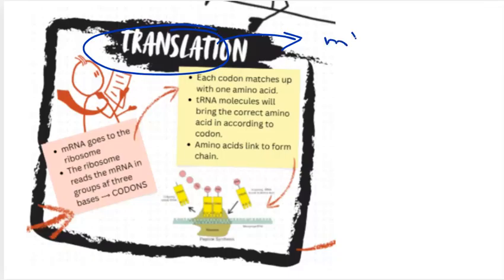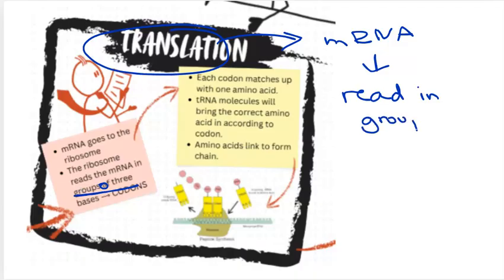So we take the mRNA, it is then read, okay? That code is read, and it reads it in groups of 3. It's supposed to be "of," not "af." Typo misuse. It reads it in groups of 3, which is called a codon.